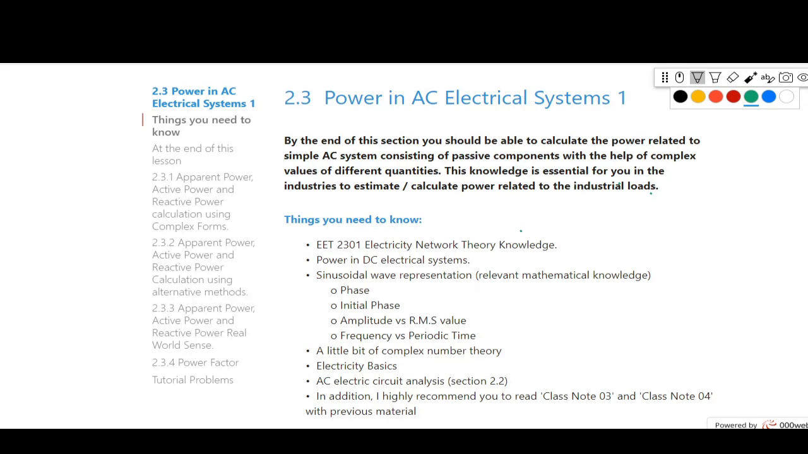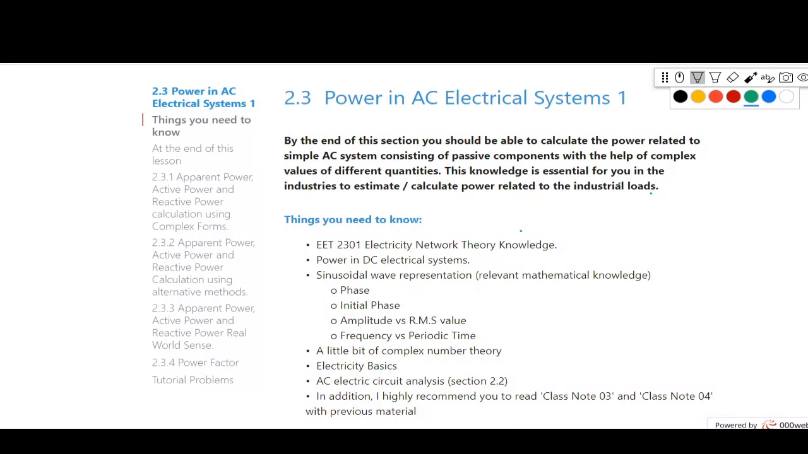So, power in AC electrical systems, section 2.3, and this is the first part of a sequence about power in AC electrical systems. Most probably there would be two sections, another under 2.4.